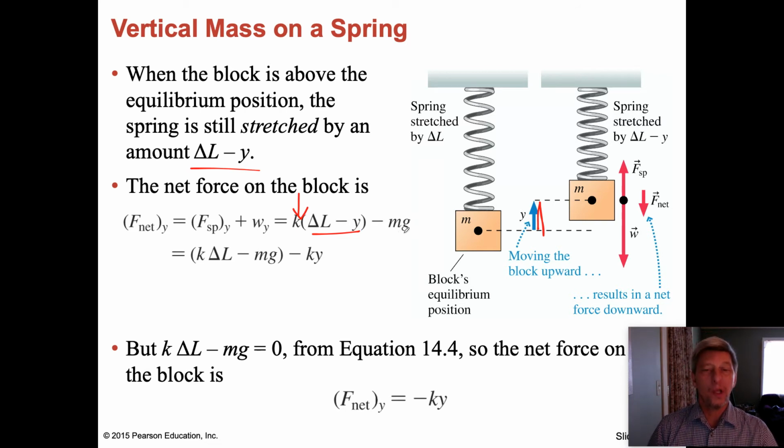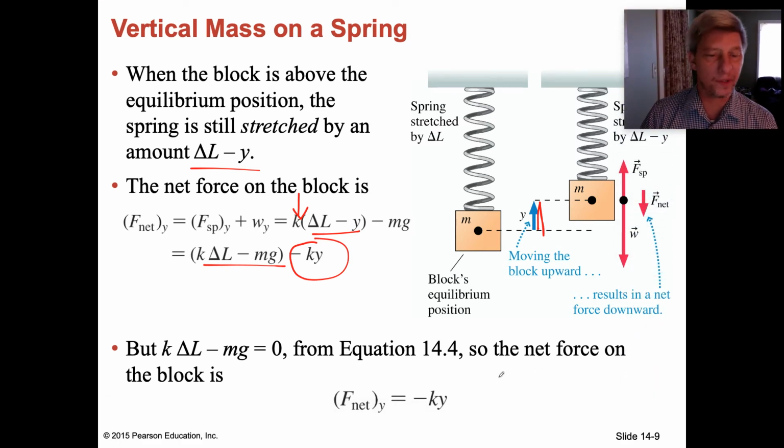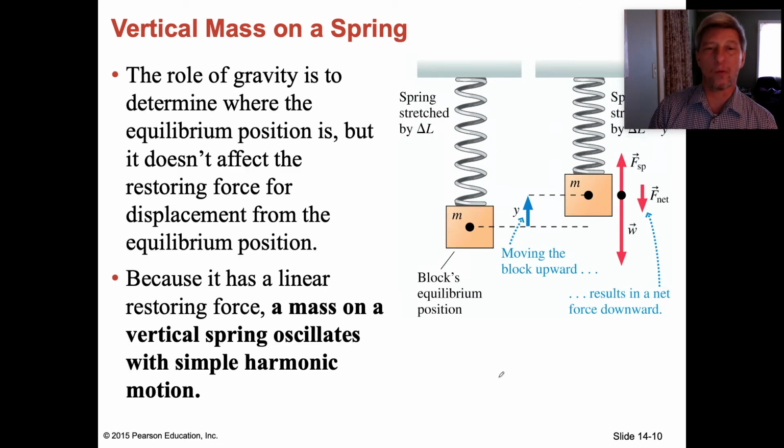minus the mg here. If I distribute the k to both terms, it's k times delta L and k times negative y, all right? And then mg is all by its lonesome. And then I use the commutative property of addition to rearrange that. I get k times delta L minus mg minus ky. But I know that this term is equal to 0, and so now the net force is simply equal to negative ky, which, if you are a clever little AP Physics student, you will realize is simply another way to write Hooke's law.